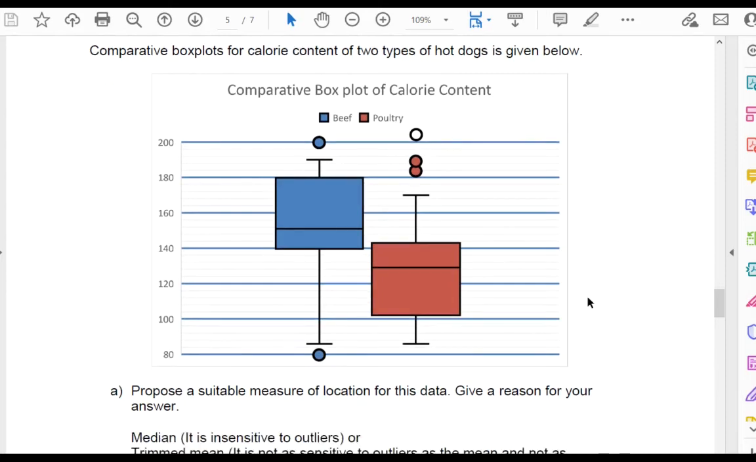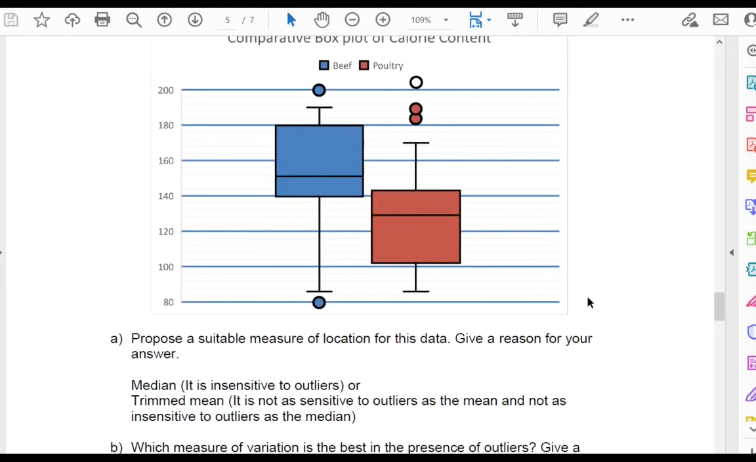So now I want you to be able to identify which measure is best to use in which case. Whenever you have data with outliers, you want to use the median. Remember, the median takes the middle value only, so it's not affected by outliers, whereas the mean uses every single value. If you look at the beef here, there's this extremely small value. The mean will be dragged a little bit towards this really small value because it uses all the values. So the median is totally insensitive to outliers because it ignores everything.